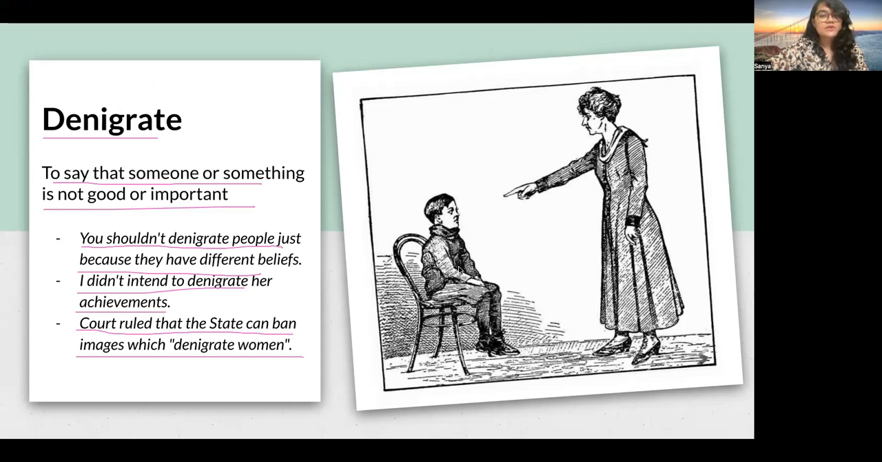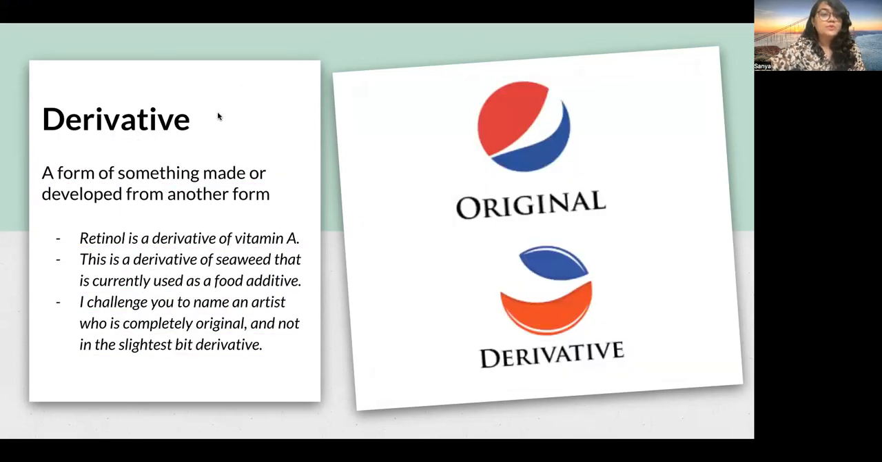So denigrate. You can see this woman telling the kid, must be his teacher or maybe the hostel lady, and she's telling him you're not good. You're not a good kid, right? So yeah, what is she doing? She's denigrating, right? Okay. Our next word, derivative, right?